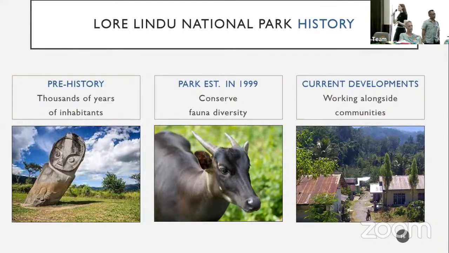Okay, so some highlights of the history that I've learned from my reading on Lorelei National Park: there's a really fascinating prehistory. We have these megaliths scattered throughout the park that show us that for thousands of years, people have been here and have been part of the forest. When the park was established in 1999, it largely had the goal to conserve fauna diversity. But what we can see from the discussion today is that the current developments are to work alongside the communities. So now there's a much more holistic approach.